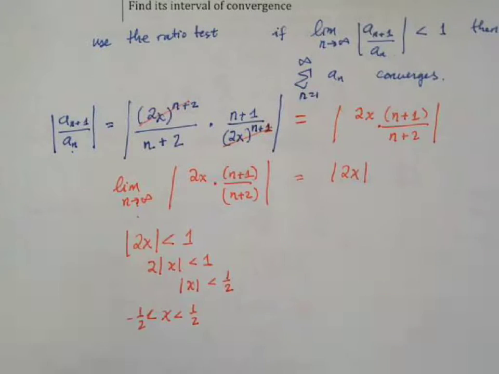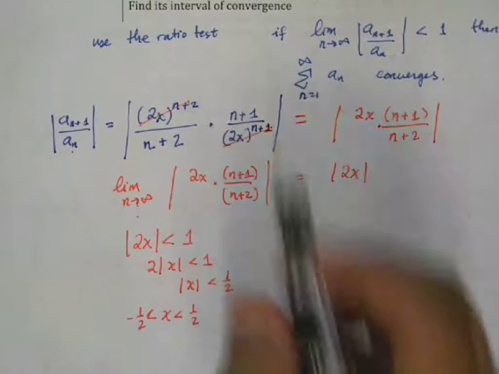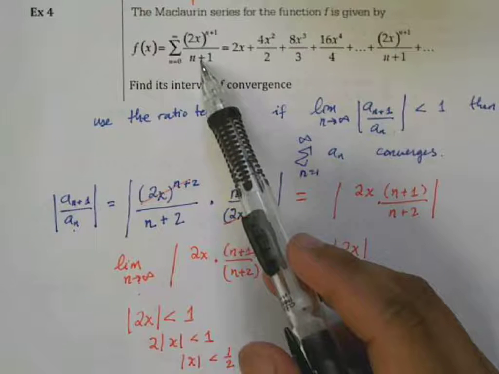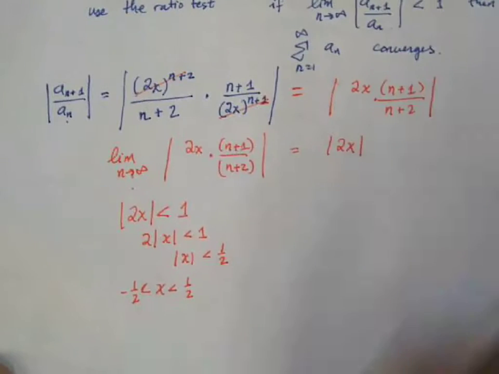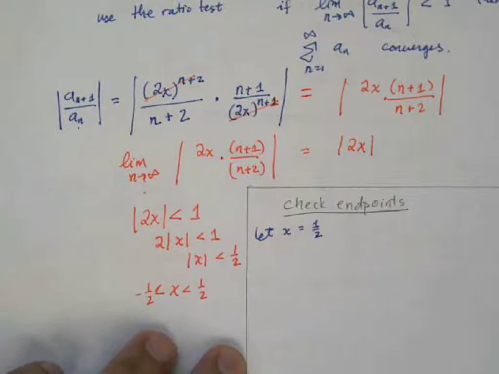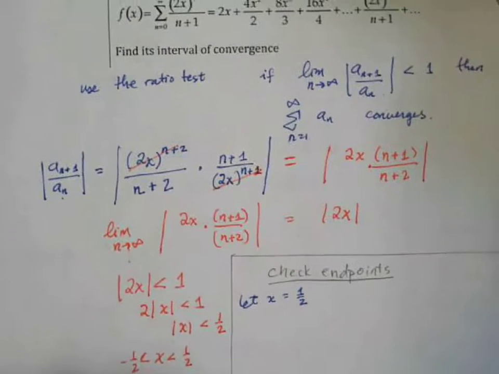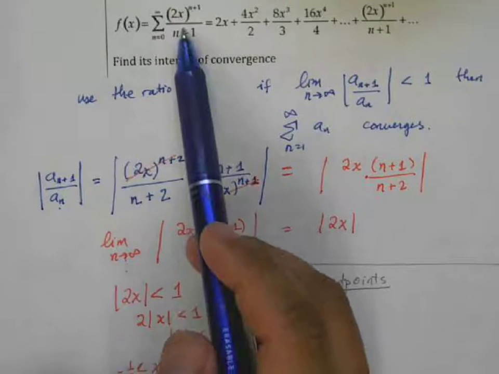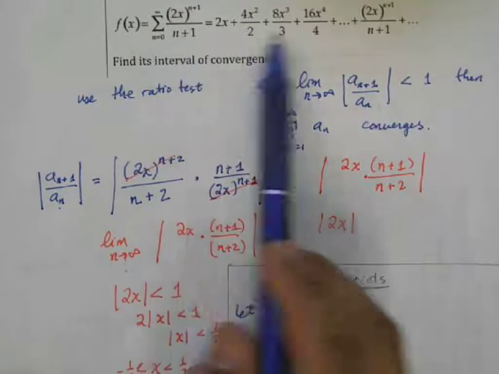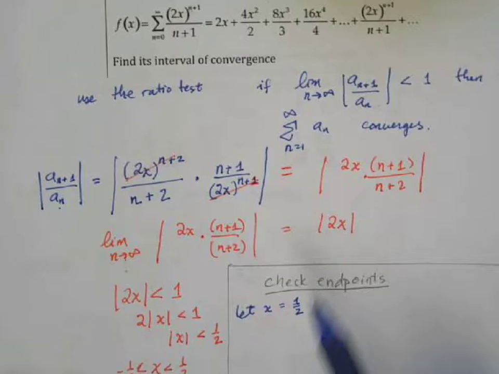Now we're not done, because we need to check the endpoints. We need to plug negative 1/2 and positive 1/2 into the original series to see if they will converge at those endpoints. In other words, do we need to add an equal sign here, because that's also significant. So first, if x equals 1/2, all that means is I'm going to take 1/2 and plug it in and expand the terms and see what happens. This problem is nice enough that it already expanded some of the terms, so I'm going to plug 1/2 into each one of these x's.